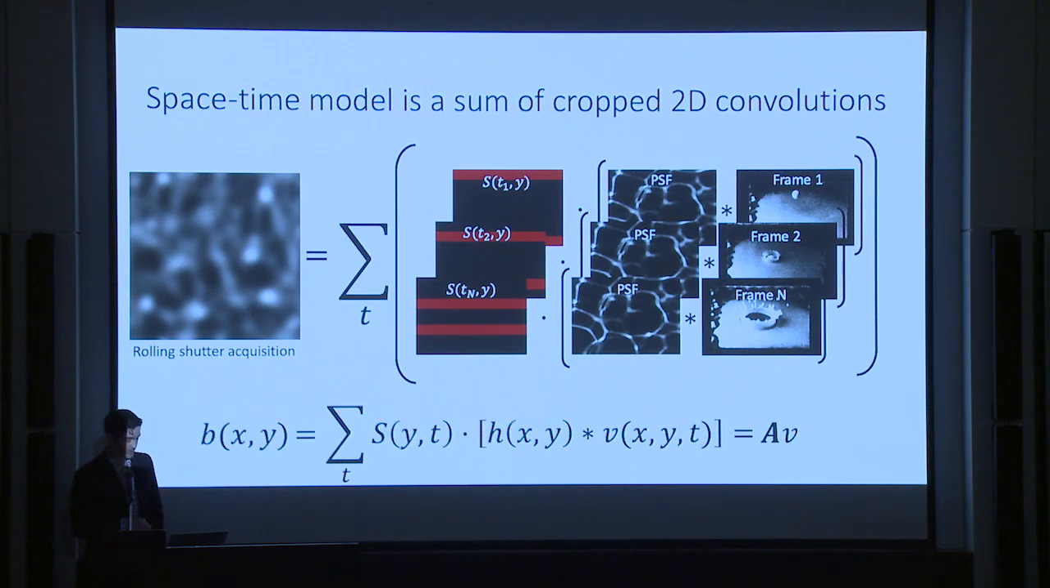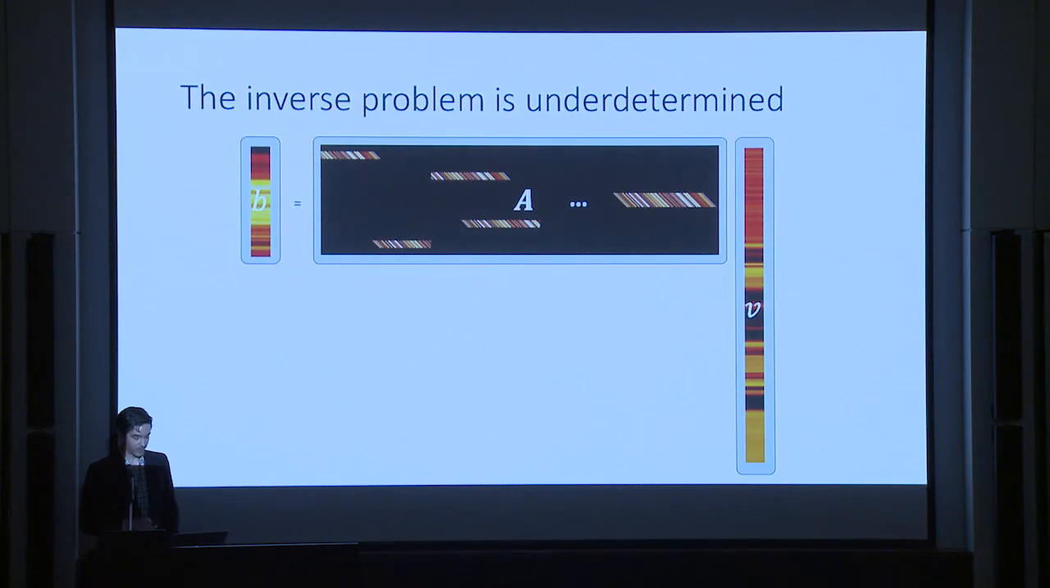So in math, what this looks like is that the sensor measurement B is just the sum over time of the shutter function times the PSF convolved with the video over space, which we'll denote as a matrix A. Okay, so what that looks like if we think about the matrix vector space is that this is an extremely underdetermined problem. So what we're trying to do is solve for, in our case, 140 video frames from a single measurement. It's a very underdetermined linear system, and this is where the compressed sensing comes in.